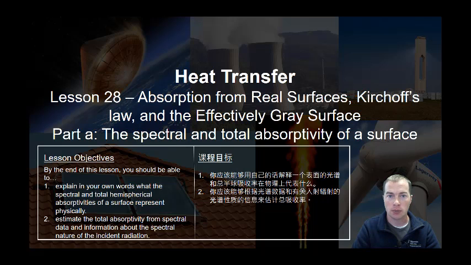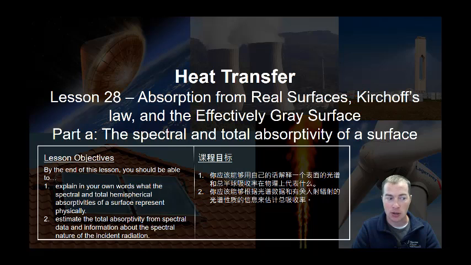By the end of this part of the lesson, you should be able to explain in your own words what the spectral and total hemispherical absorptivities represent physically for a real surface. You should also be able to estimate the total absorptivity from spectral data and information about the spectral nature of the incident radiation.